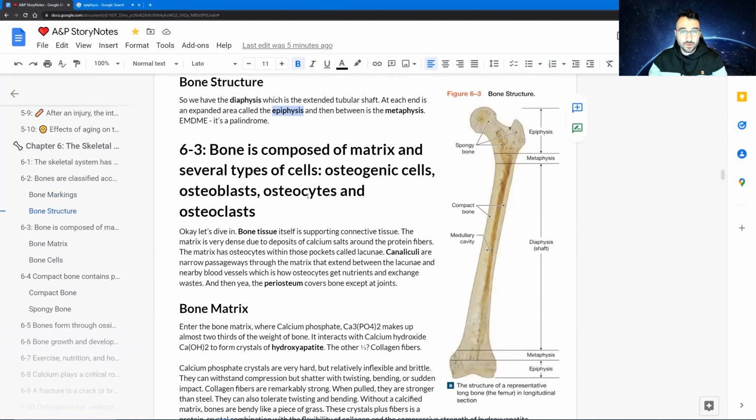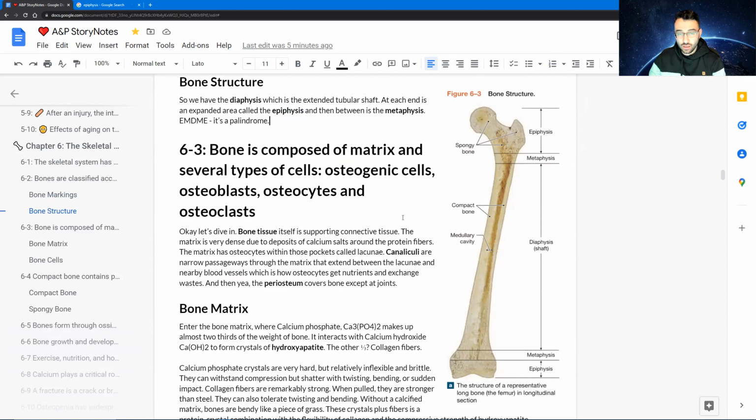Epiphysis. And between this little part here is called the metaphysis, which is kind of what connects the two. So the diaphysis in the middle, epiphysis on the ends, and then the metaphysis in between.